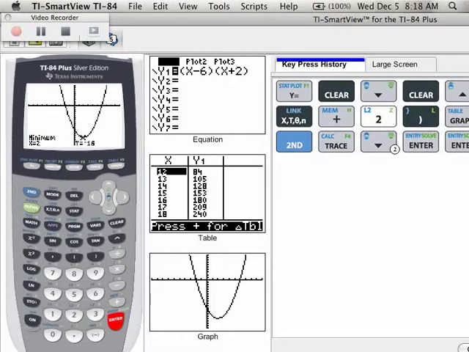2, comma, negative 16 is the minimum location of my parabola. The actual value, the y value, negative 16, is the minimum value, and it occurs when x is 2. So 2, comma, negative 16 is the vertex of my parabola.